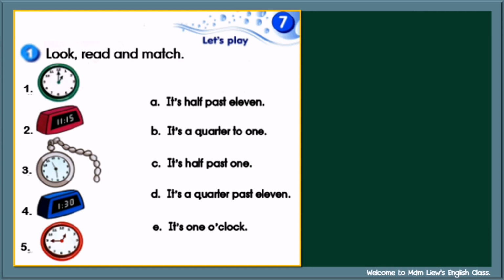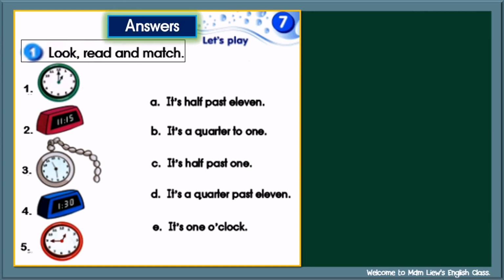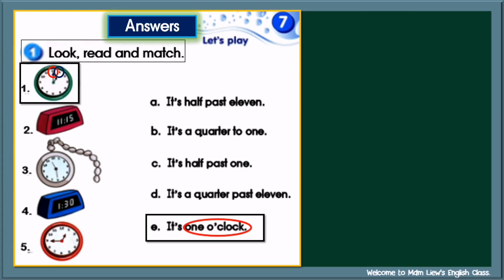Let's check the answers. Activity 1. Look, read and match. Number 1. The minute hand is pointing at number 12. So it's something o'clock. The hour hand is pointing at number 1. It's 1 o'clock. Number 1, E. It's 1 o'clock.